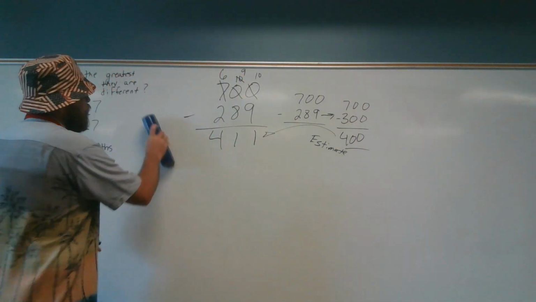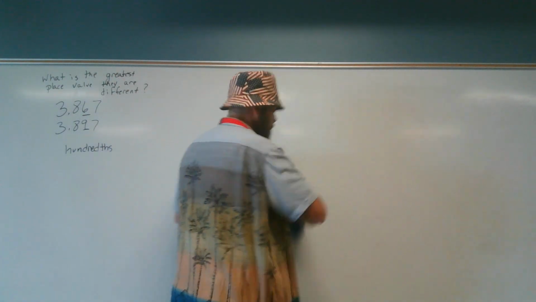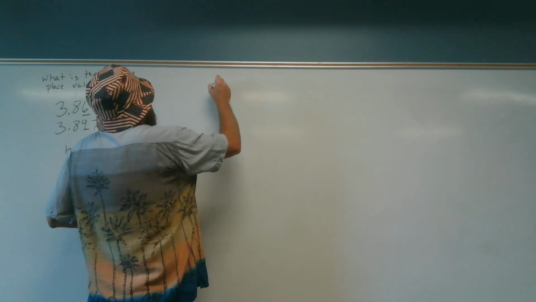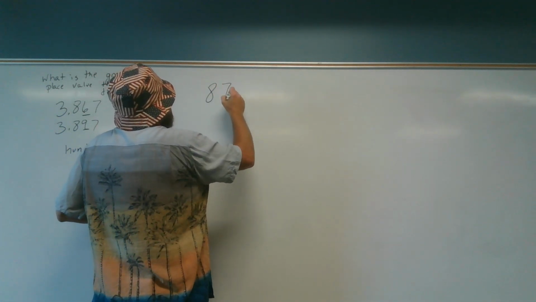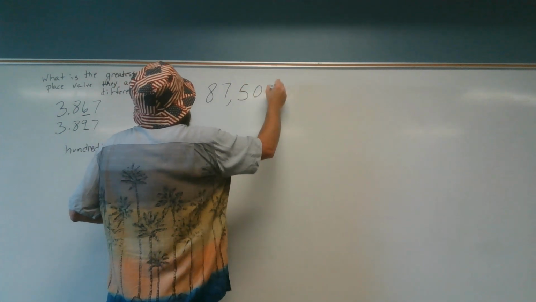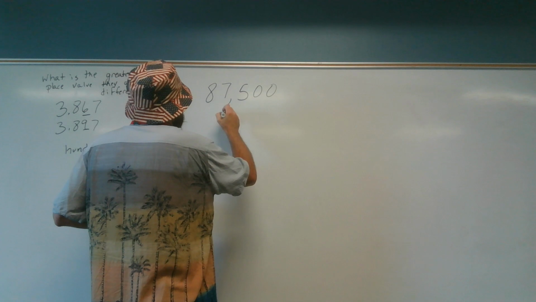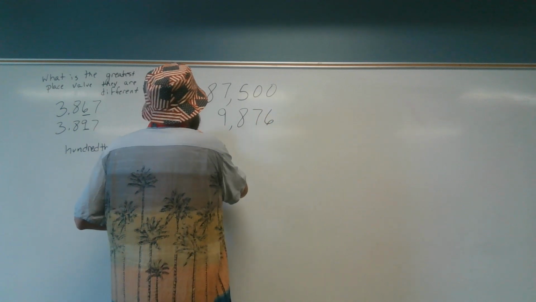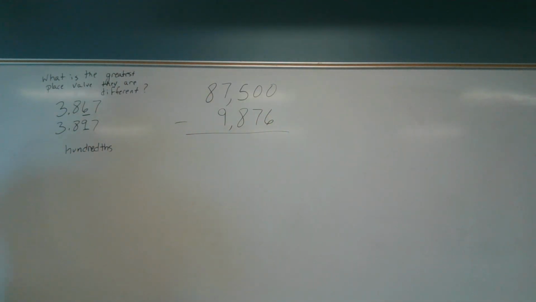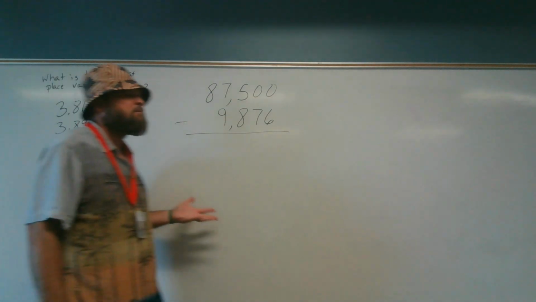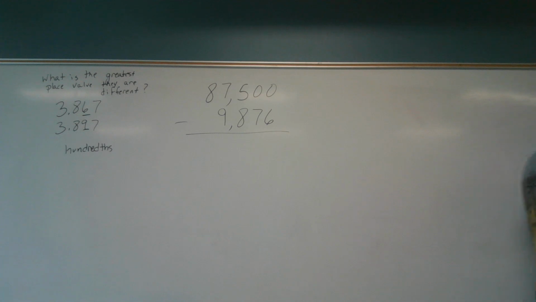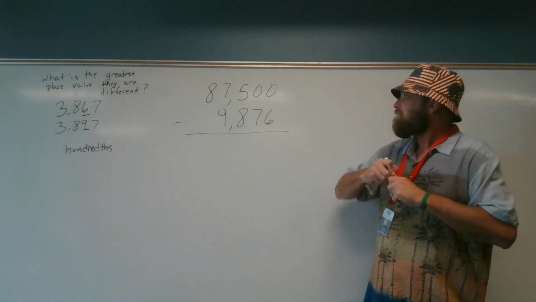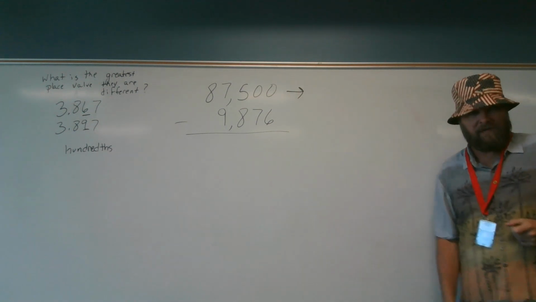Let's look at one more before I give you some problems to do. Let's do 87,500 minus 9,876. Let's do some estimating first. I want to estimate to get an idea. 87,000. I want to be able to do some math in my head. So what would we change 87,000 to make it easy to subtract?